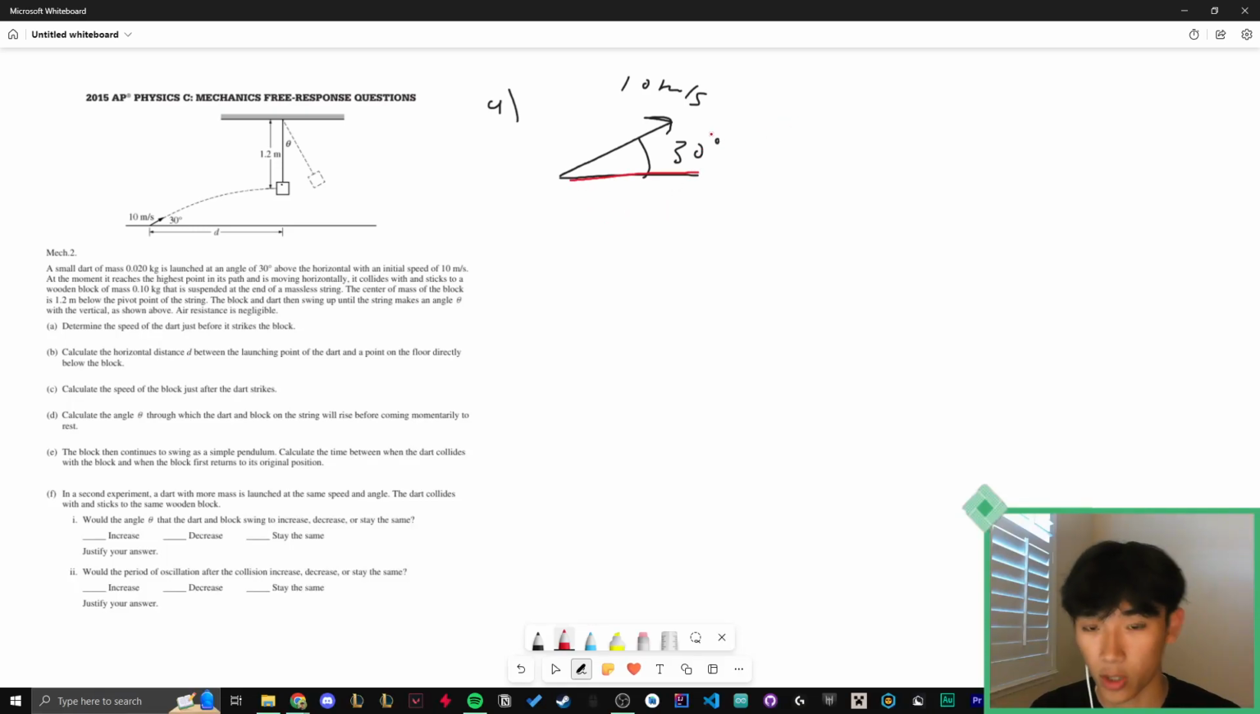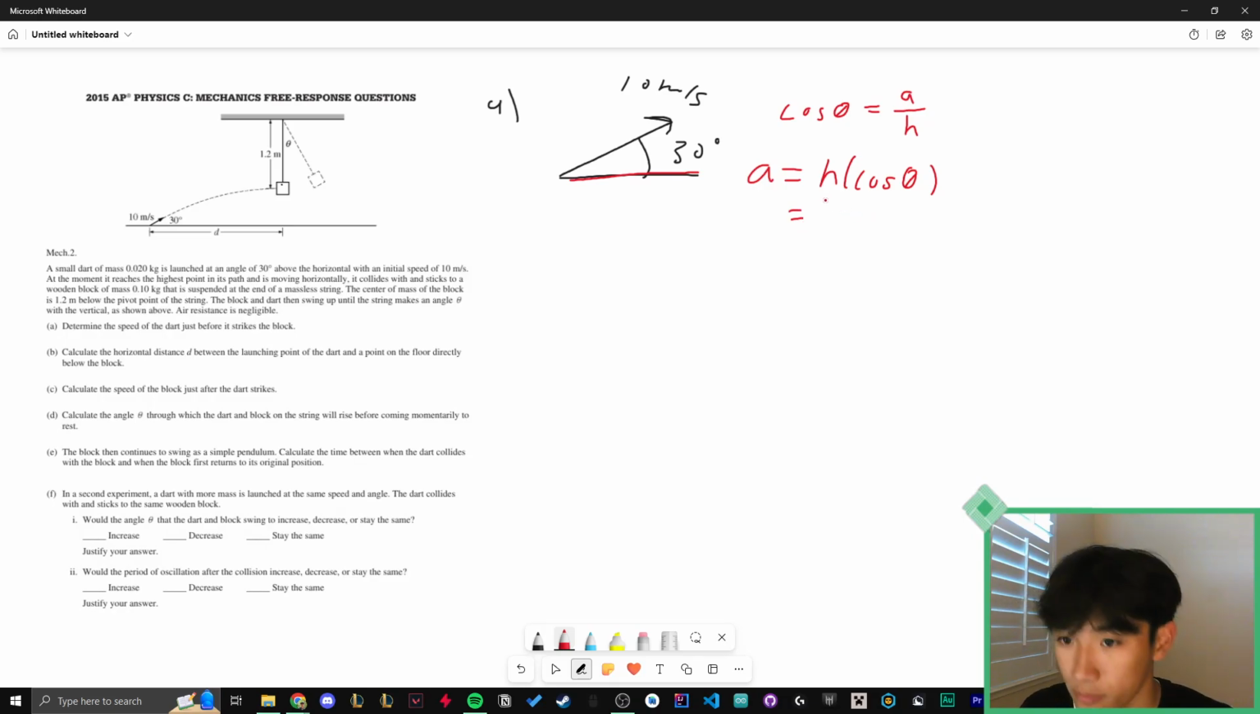So to do this, we know that if this happens to be the hypotenuse and this is the opposite, then this must be the adjacent. So we're just going to use cosine theta, which is equal to the adjacent divided by hypotenuse. And then by simply solving for it, we multiply our hypotenuse over, and our final answer should be the adjacent, which is equal to the hypotenuse times cosine theta. And all we have to do now is plug it in. So this is 10 meters per second times cosine of 30 degrees.